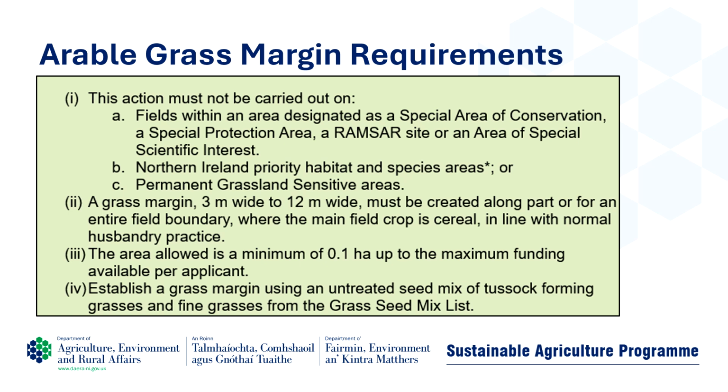A grass margin 3 metres wide to 12 metres wide must be created along part or for an entire field boundary, where the main field crop is cereal, in line with normal husbandry practice. The area allowed is a minimum of 0.1 hectares up to the maximum funding available per applicant. Establish a grass margin using an untreated seed mix of tussock farming grasses and fine grasses from the grass seed mix list.